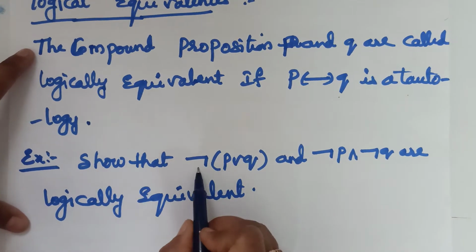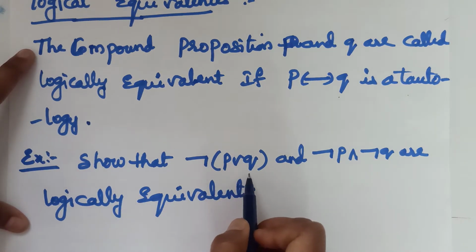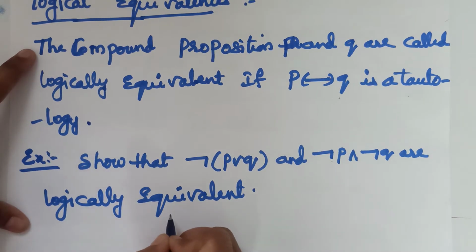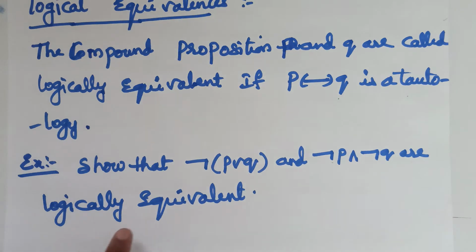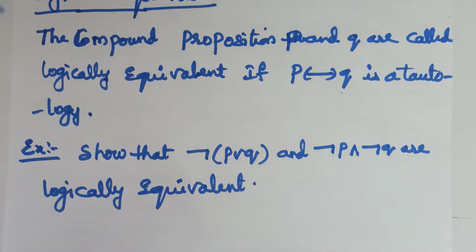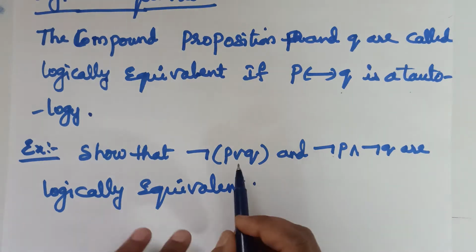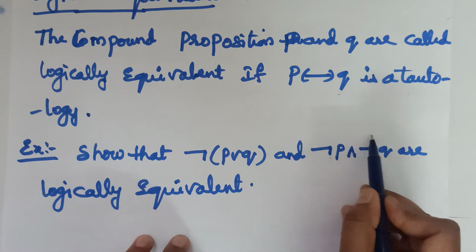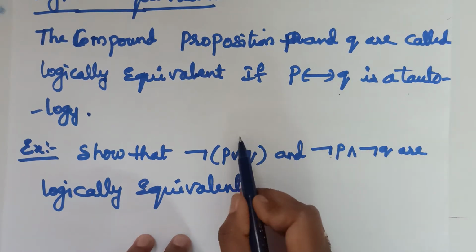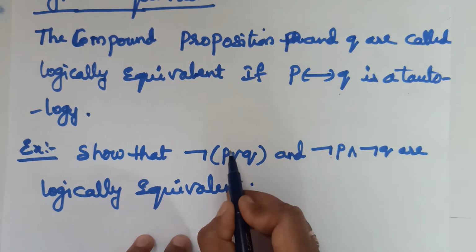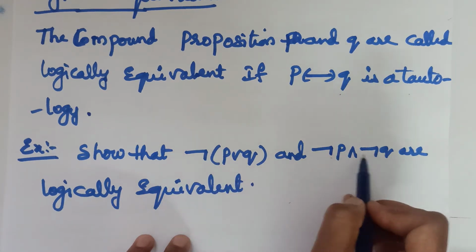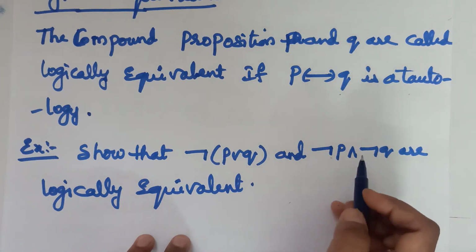Show that negation of P or Q and negation P and negation Q are logically equivalent. I am going to check whether these two are logically equivalent or not. How do you check? If you consider this as one compound proposition, P, and this as another compound proposition, Q, and P biconditional Q is a tautology, we can say that these two are logically equivalent.